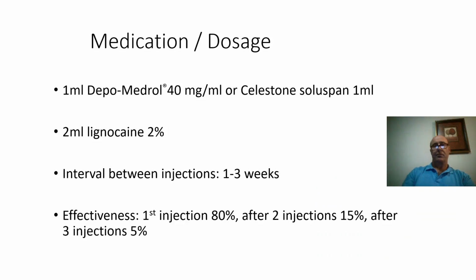With a steroid injection in the carpal tunnel, you want to use 1 ml of Medrol or 1 ml of Celestone Soluspan and 2 ml of lignocaine. You can inject them every 3 weeks. Expect 80% efficacy with the first injection, which then diminishes after 2 injections to 15%. By the third injection, only 5% will have benefit.